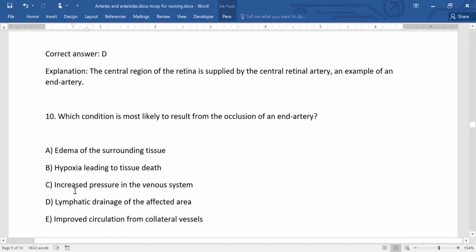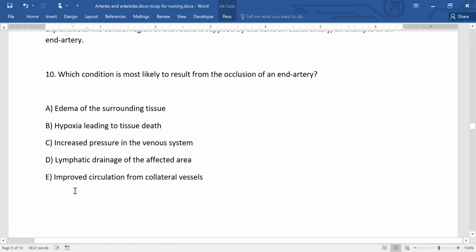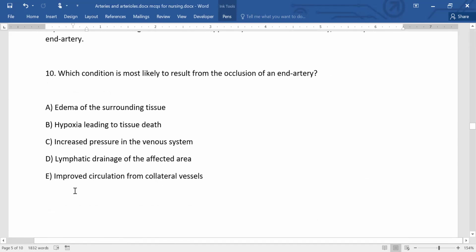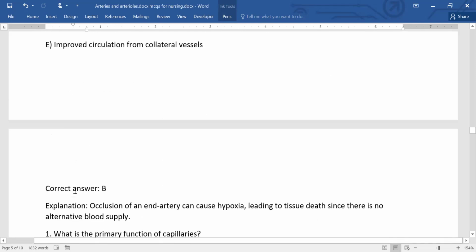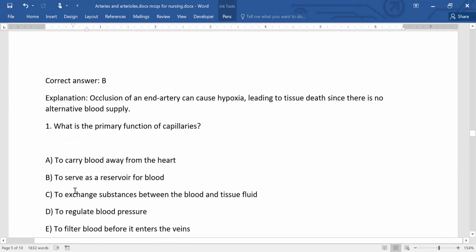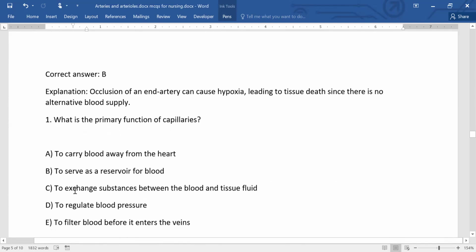Which condition is most likely to result from occlusion of an end artery? Edema of the surrounding tissue, hypoxia leading to tissue death, increased pressure in the venous system, lymphatic drainage of the affected area, improved circulation from the collateral vessel. The correct answer is the occlusion of an end artery can cause hypoxia, leading to tissue death since there is no alternative blood supply. What is the primary function of capillaries?